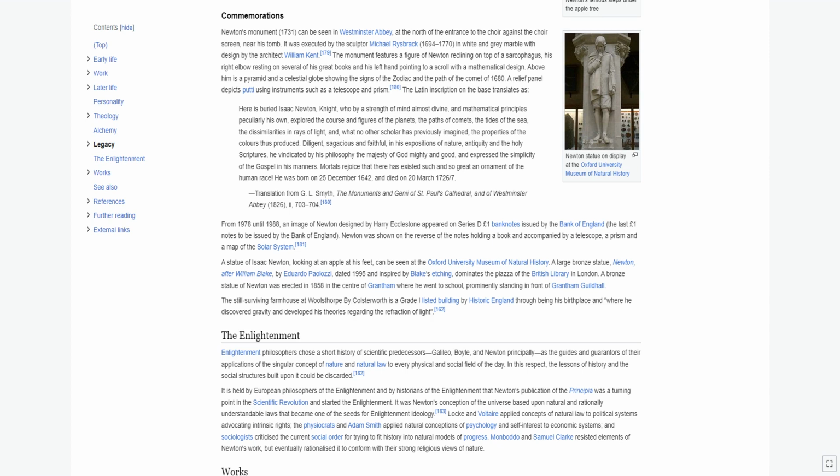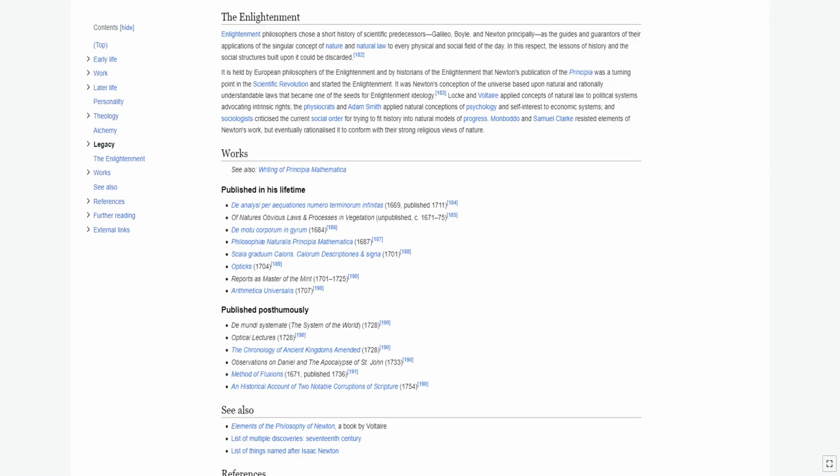A bronze statue of Newton was erected in 1858 in the centre of Grantham where he went to school, prominently standing in front of Grantham Guildhall. The still surviving farmhouse at Woolsthorpe by Colsterworth is a Grade I listed building by Historic England through being his birthplace, and where he discovered gravity, and developed his theories regarding the refraction of light.